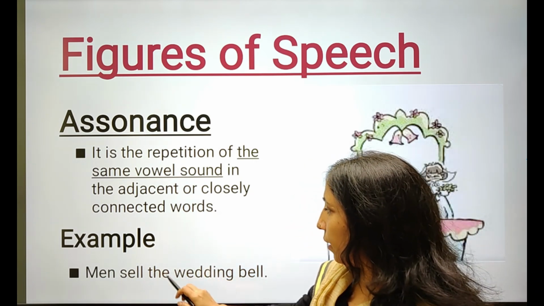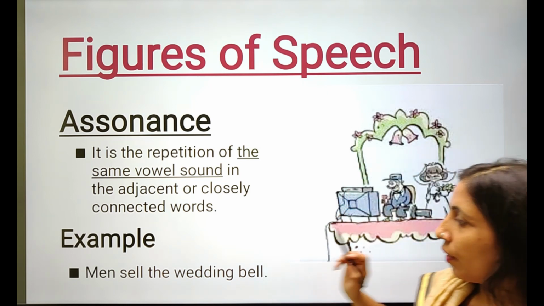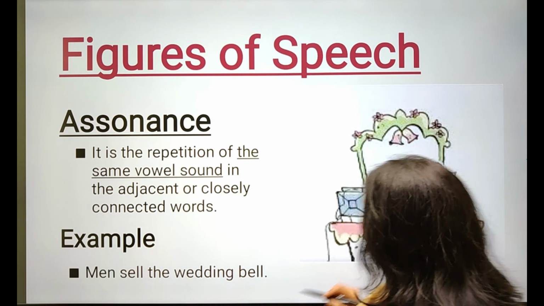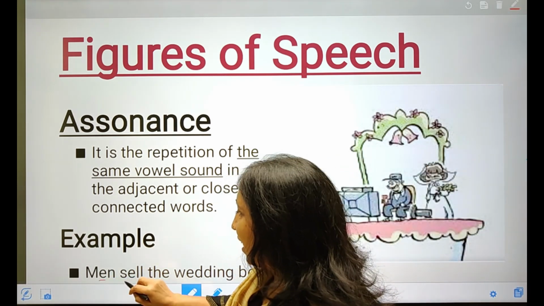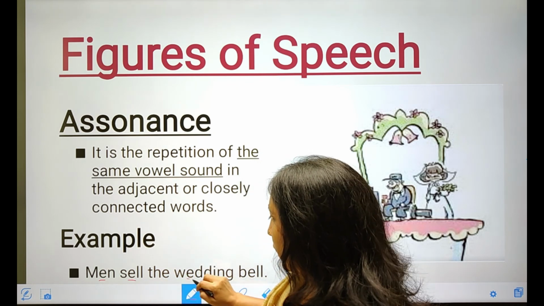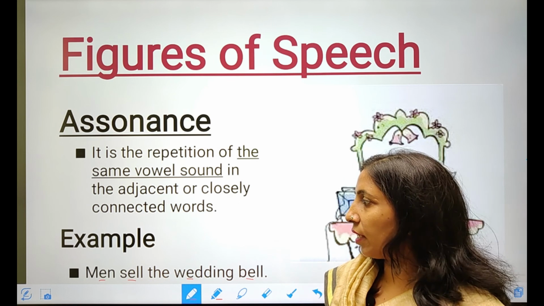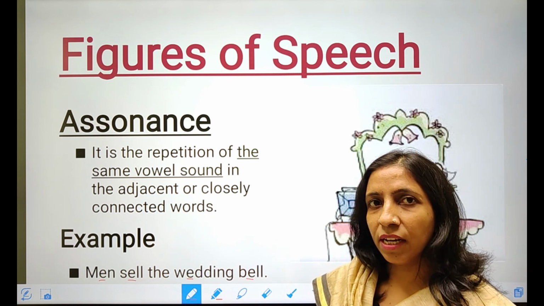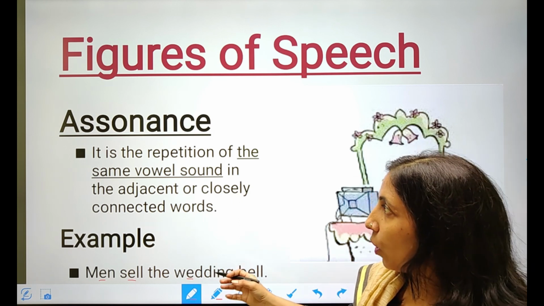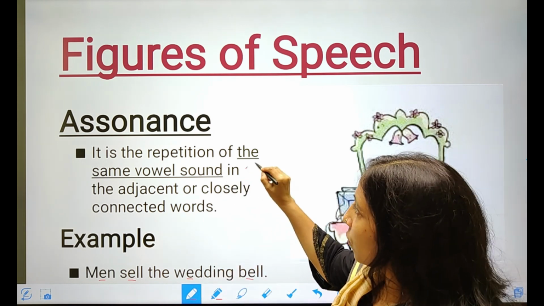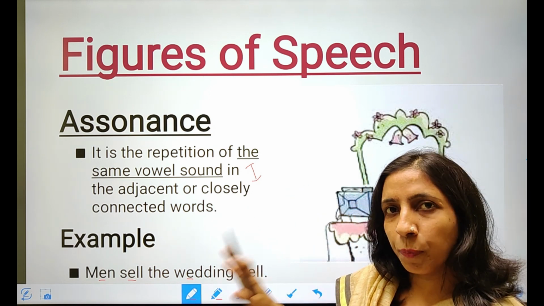Men sell the wedding bill. Okay, you can see the picture as well. Here the sound of vowel E is being repeated. Men, sell, wedding and bill. If you pronounce it properly, you will see that men, sell, the sound of E is being repeated. Here we are talking about the vowel sound. This makes it different from the other two figures of speech.